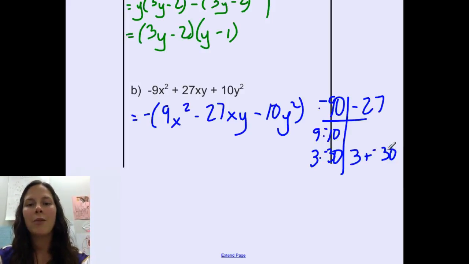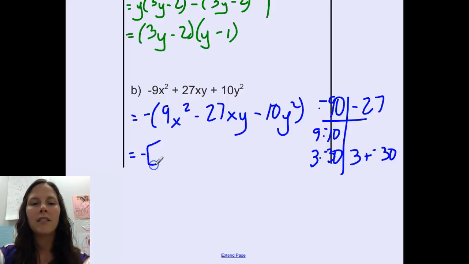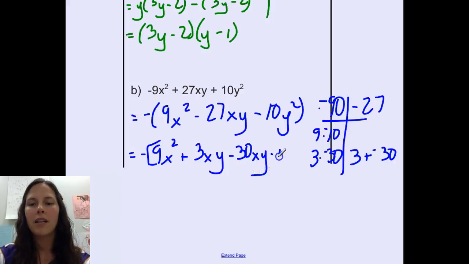So remember, this is how I split up that value in the middle. So I'm going to keep my negative sign and use brackets. My 9x squared stays the same. Now my -27xy becomes a positive 3xy minus 30xy, and then I keep my -10y squared.